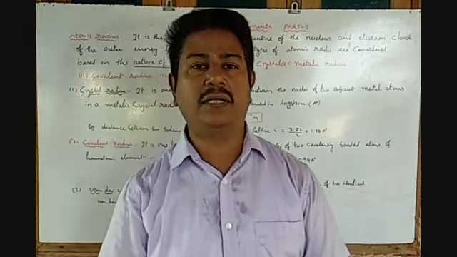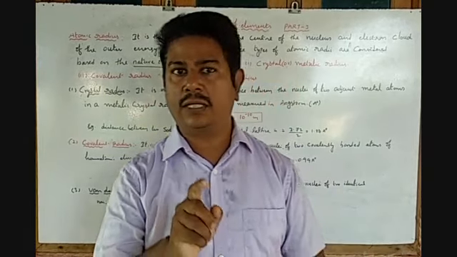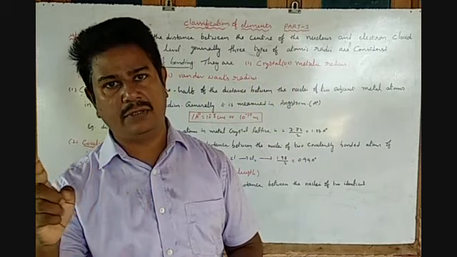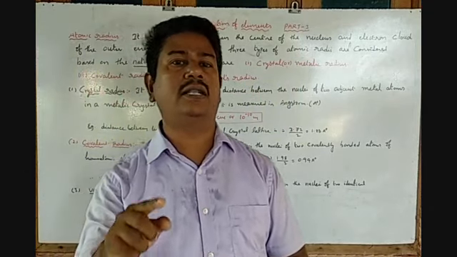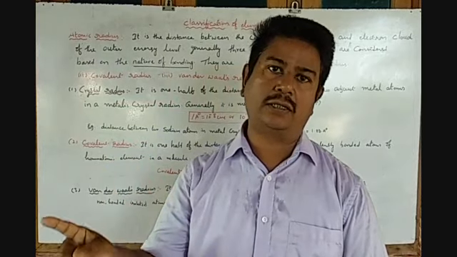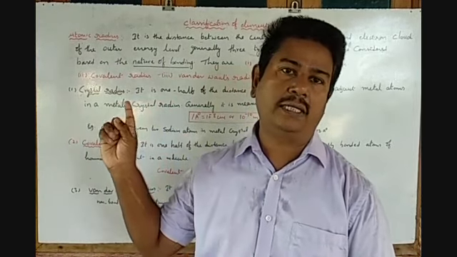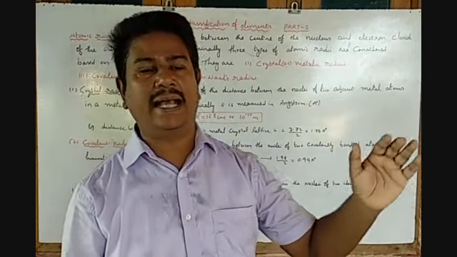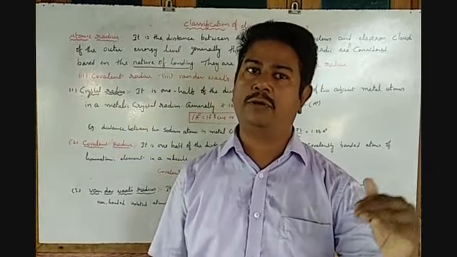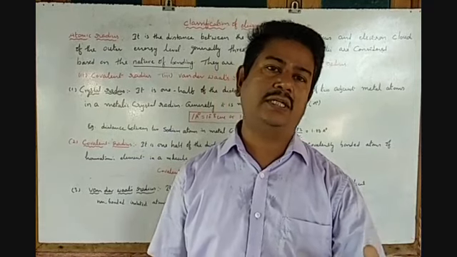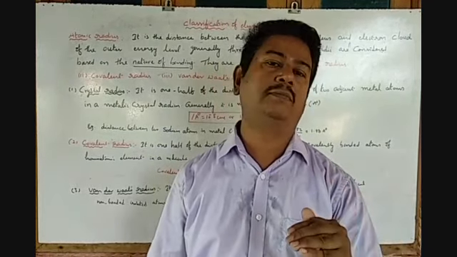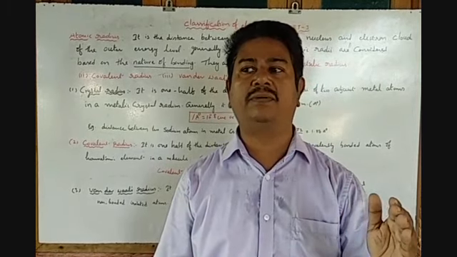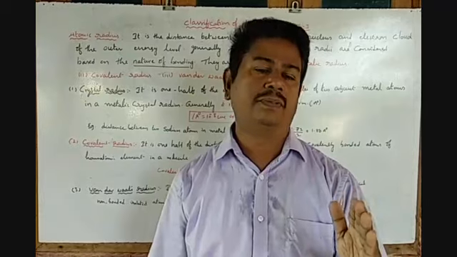First of all, we define the atomic radius. It is the distance between the center of the nucleus to the outermost energy level of the electron cloud. The atomic radius is generally measured in angstrom units, nanometers or picometers. Here we measure in angstrom units. One angstrom unit is 10 power minus 8 centimeters or 10 power minus 10 meters.